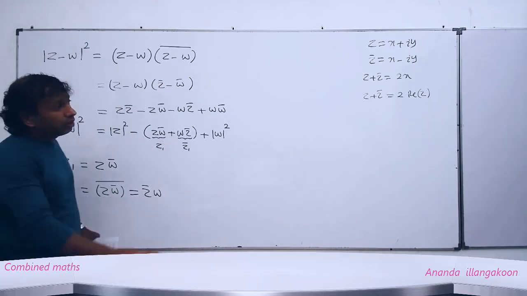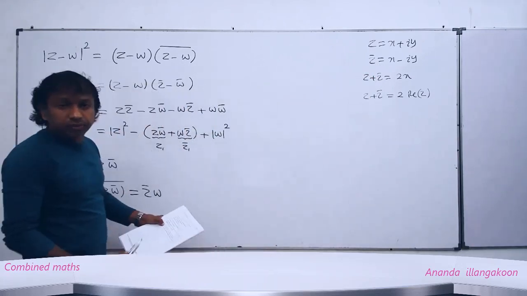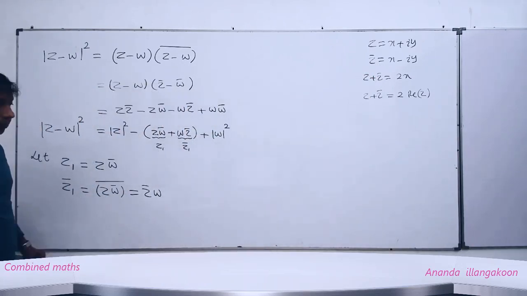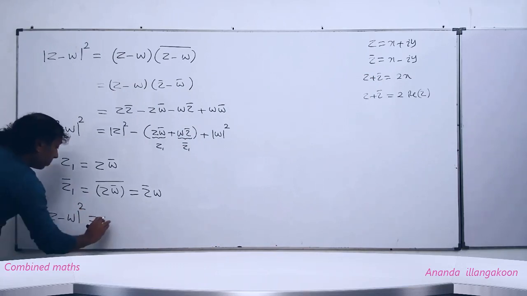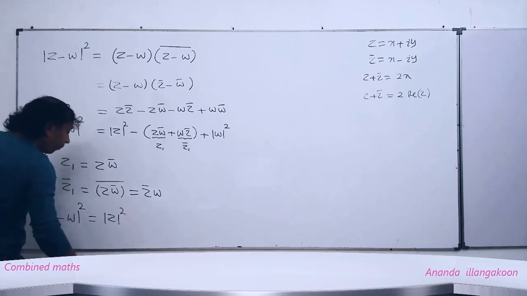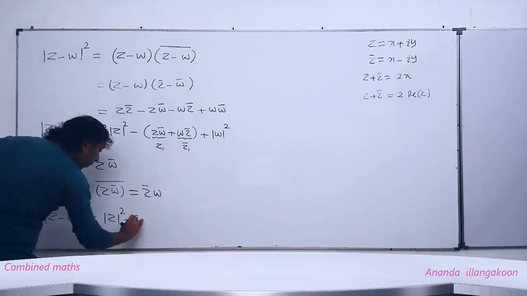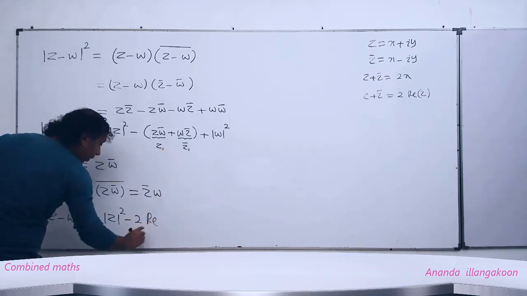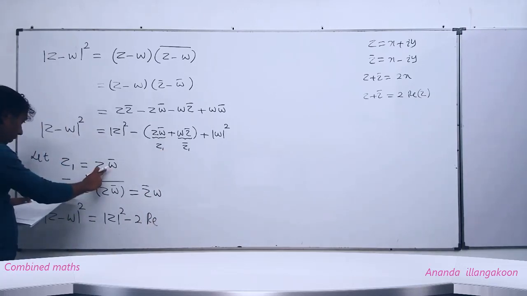Now this one you can use directly without proof, right? Even in the marking scheme it has been used directly. So then I can write this: mod of z minus w squared is equal to this, and minus 2 times the real part of z1. Now, z1 is this, no? z w bar.